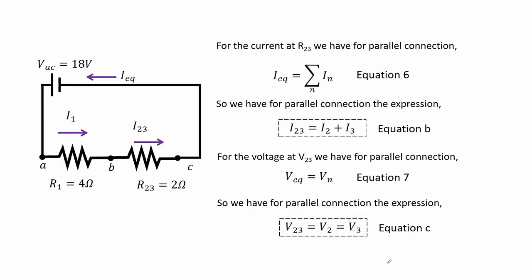For current at the combined resistor 2 and 3 we use equation 6 and we get a function in equation B. For the voltage we use equation 7 and we see that it is just equal voltages as a condition for parallel circuits as shown in equation C.